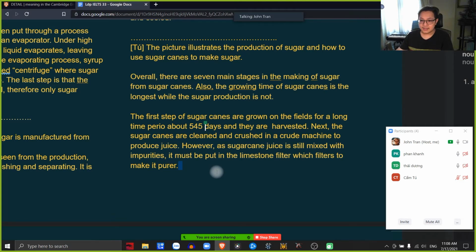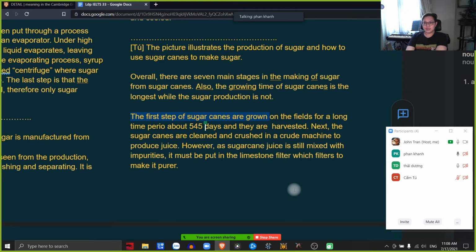The first step of sugarcane are grown. What is wrong with this part? Có cái gì sai với cái chỗ này? Sai là cái chỗ mà the first step of sugarcane sao thầy? Giai đoạn gì mình không biết giai đoạn gì hết. Không có nên viết gì vậy.